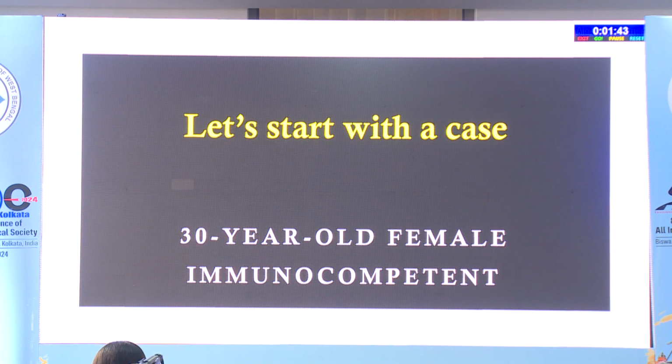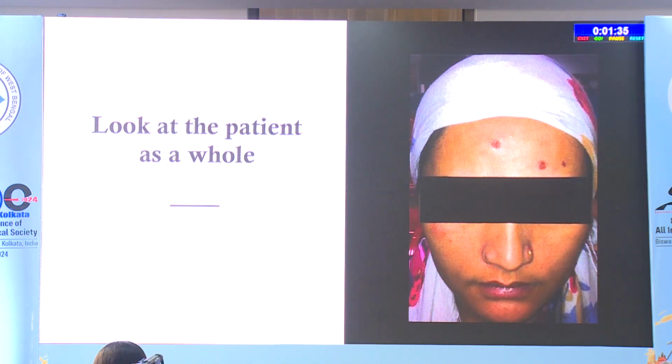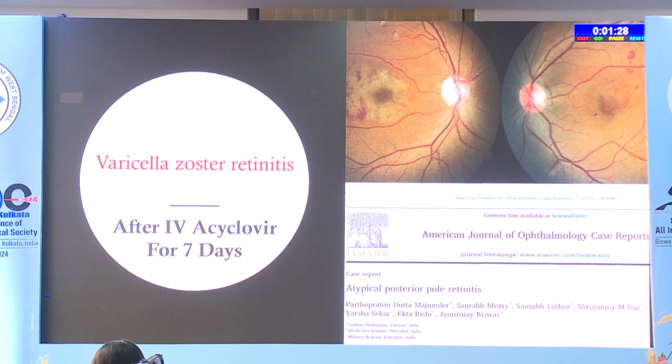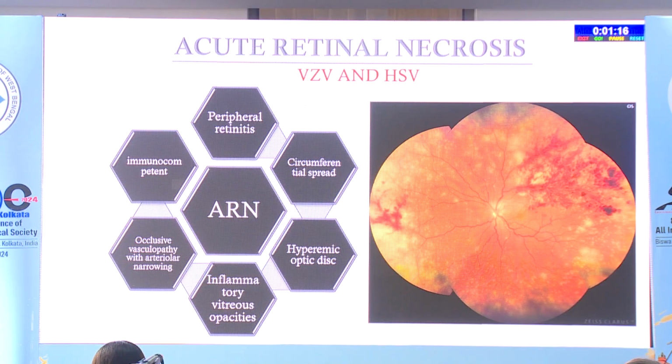This is a 30-year-old immunocompetent female, and this patient had necrotizing retinitis in the posterior pole only. And look at the patient: if the room light is on, you could see vesicles on the forehead. This patient has varicella-zoster retinitis, and simple treatment with intravenous acyclovir causes resolution of the lesion with improvement of the vision. Viral retinitis can have myriad manifestations, but this is a case of acute retinal necrosis.